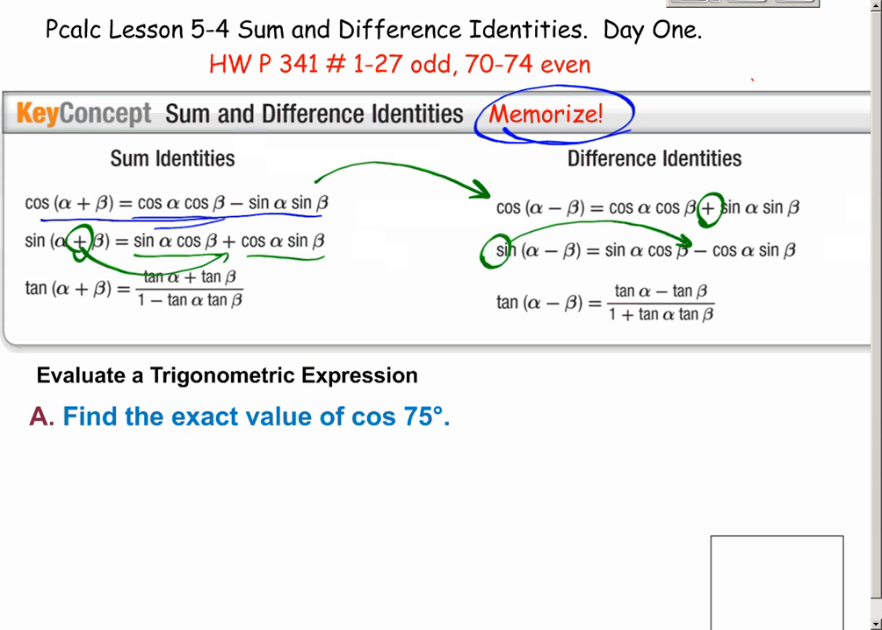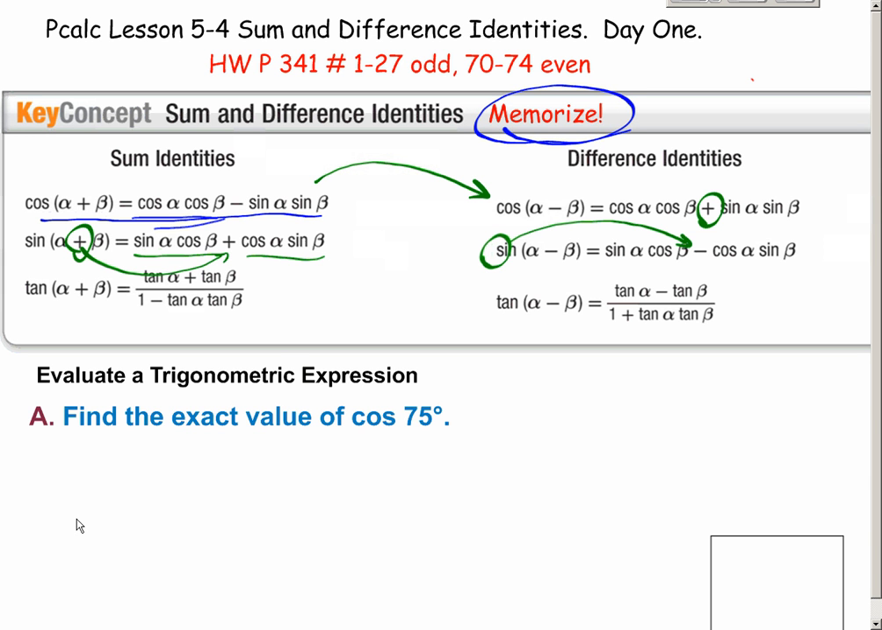And likewise with the tangent, we just switch the signs around from what we had in the sum identity to have tangent alpha minus tangent beta over 1 plus tangent alpha tangent beta. Okay, questions so far? So things you just need to memorize.